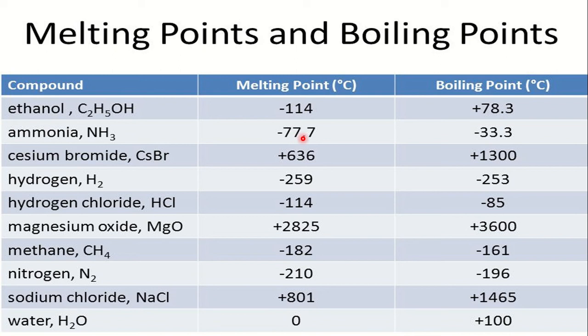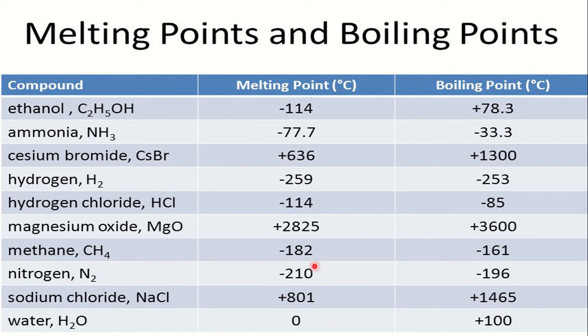Ammonia: melting point minus 77.7 and boiling point minus 33.3. So obviously it is a covalent compound. But cesium bromide, its melting point is 636 and boiling point 1300. High melting point and boiling point. So this is an ionic compound. In this way, look here, magnesium oxide has a high melting point and boiling point. So it is also an ionic compound. Sodium chloride, its melting point is 801 and boiling point 1465. So it is also an ionic compound.